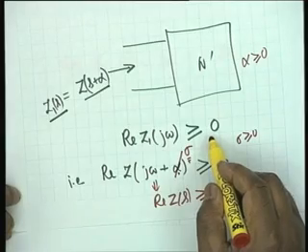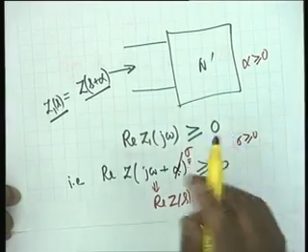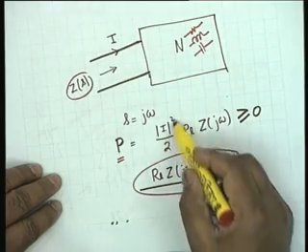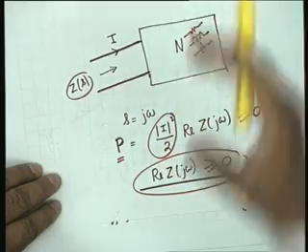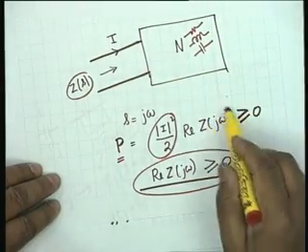Any other question? So why did we say that real part of Z of j omega is positive? In the first case, because the power has to be non-negative. Okay, let's go back. This has to be non-negative, and this is a positive quantity, magnitude square divided by 2, and therefore this must be non-negative.